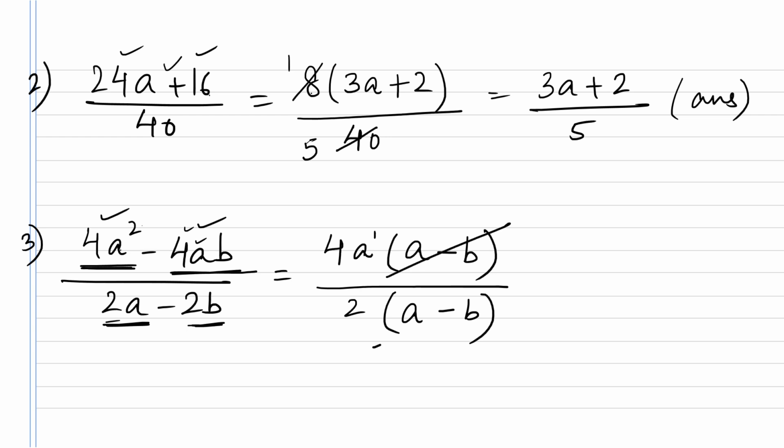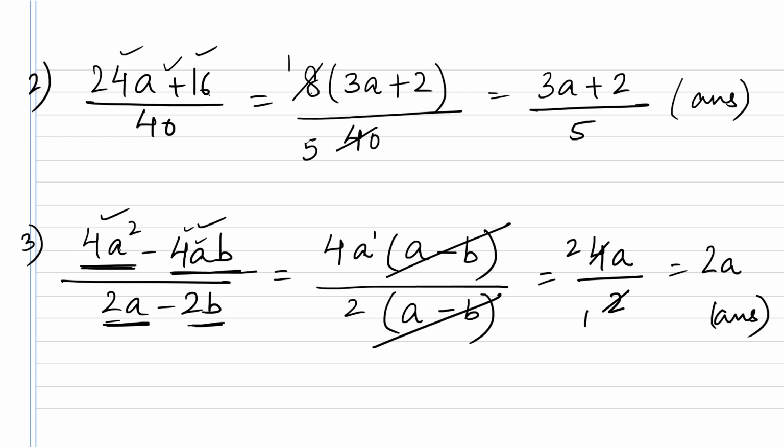Now, what we will do here? We will cancel out this bracket a minus b because it is a common factor from both numerator and denominator. This part I have covered in part 2 of this series of simplification of algebraic fractions. So what is left? 4a over 2. Is this my answer? Can I simplify it further? Of course I can. 4 divided by 2 is 2, so my final answer is 2a.